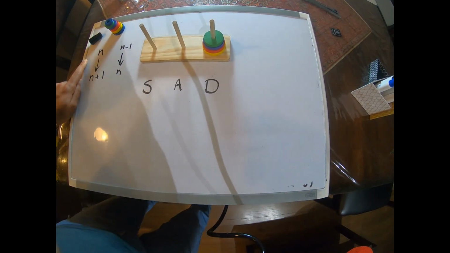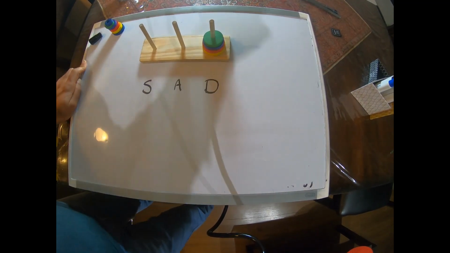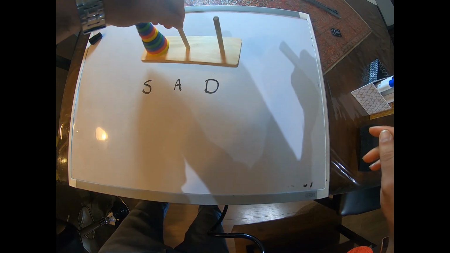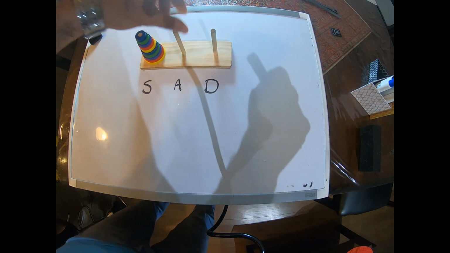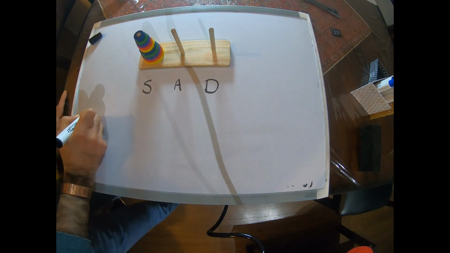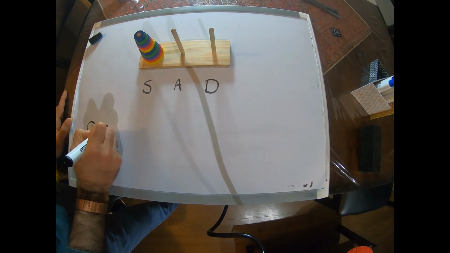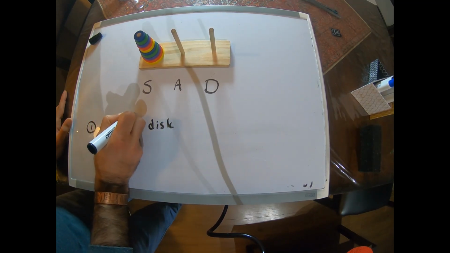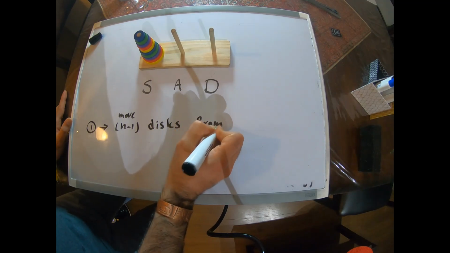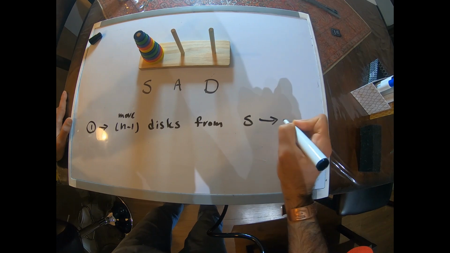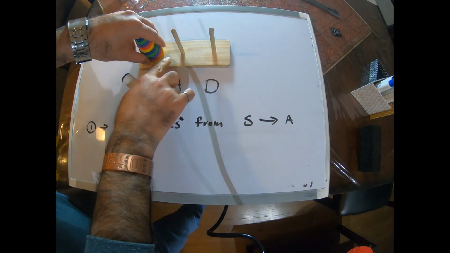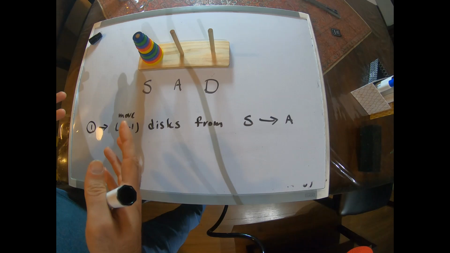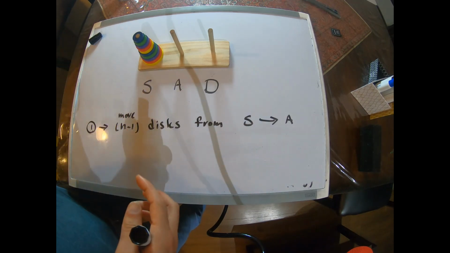So let's assume that we have n disks, 3 rods. If we have n disks, what we need to do first is move n minus 1 disks from source to auxiliary, right? So I'm just redefining the problem as solving the smaller version of the same problem.